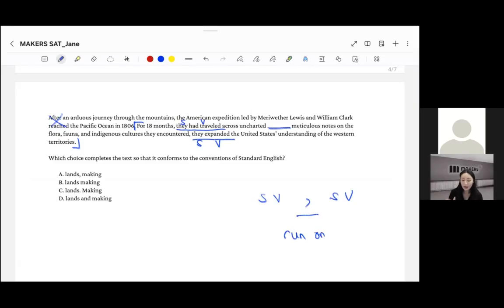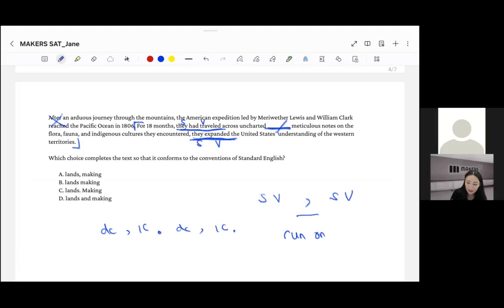So because of this information, we know that we have to separate this subject verb from being mashed to the latter subject verb to prevent a run-on structure. So we would need a punctuation to end and properly separate these two subject verbs. So for 18 months, they had traveled across uncharted lands. This should be end of one sentence. Making meticulous notes on flora, fauna, and indigenous cultures they encountered, they expanded the United States. So the structure here would be DC, comma, IC, full stop, DC, comma, IC, full stop.